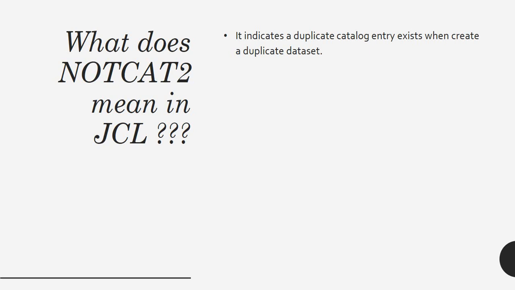So it indicates a duplicate catalog entry. Whatever data set was created earlier has been cataloged, and when you try to create it again, this message pops up saying that a duplicate catalog entry exists when creating a duplicate data set. So MVS messages the above information.